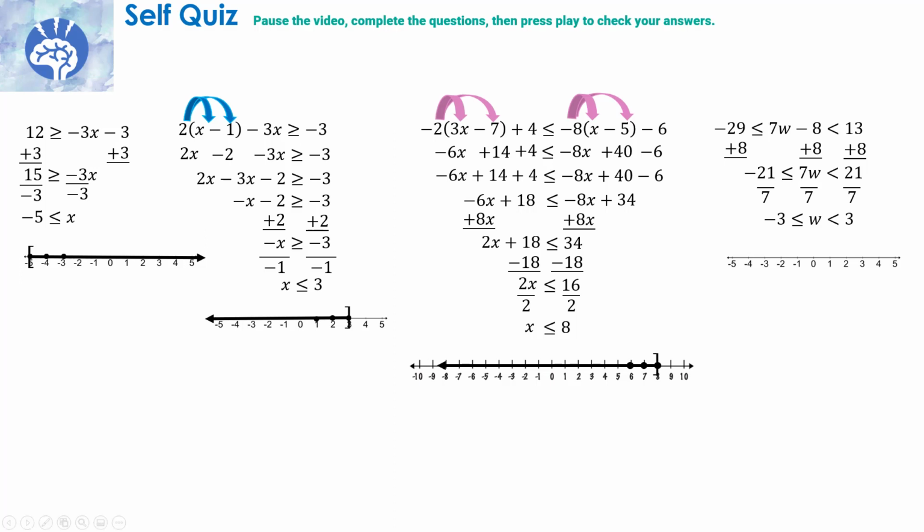Whew, we're almost done. Let's graph it. Well, w is between negative 3 and 3, so I'm going to graph negative 3 and 3. I know that w is between everything, so my solution set is going to be between negative 3 and 3. But what's happening at negative 3? Well, it's less than or equal to, so we're going to have a bracket. What's happening at positive 3? It's less than, so we're going to have a parentheses, and that's it.